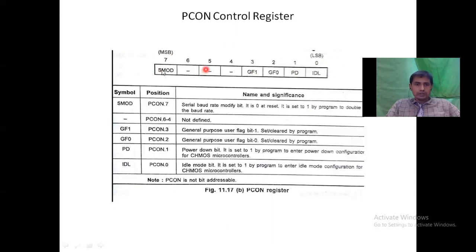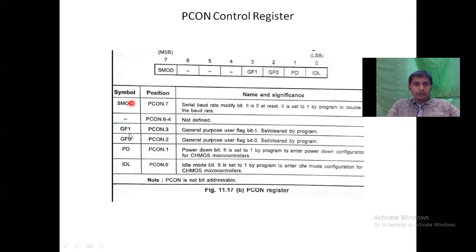So coming to SMOD first. It's PCON.7. PCON register's 7th bit is the SMOD bit. Let us see what is SMOD. In SMOD, the name itself: S is serial baud rate, MOD is modify bit. So the serial baud rate is modified with the help of the SMOD bit. So the SMOD bit is a serial baud rate modifying bit, and this bit is 0 at reset. It can be set to 1. Now this bit is set or reset with the help of a program. With the help of a program, we can either set or reset the serial baud rate modify bit.